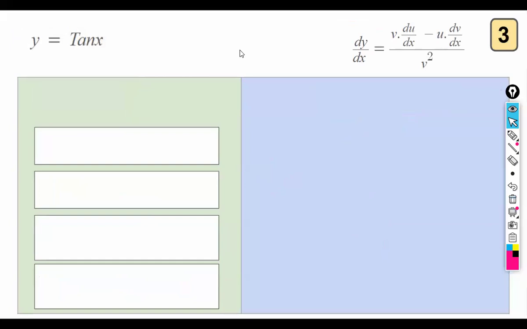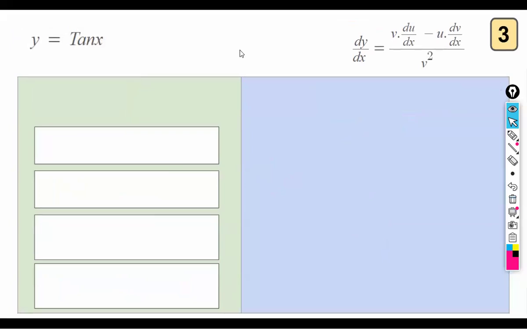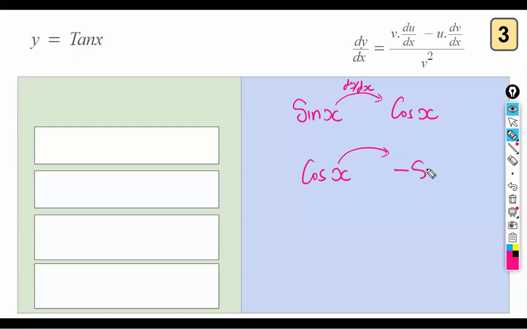So this here is a popular trick question. Let me explain why it is a trick question. Everyone agrees that if I have sine x, when I differentiate sine, don't I get cosine? I remember when I put dy dx here. I gave you that in your formula sheet, right? And when you differentiate cosine, you get minus sine x.